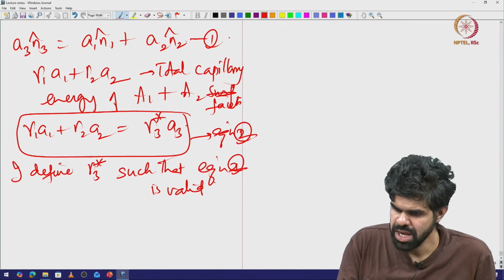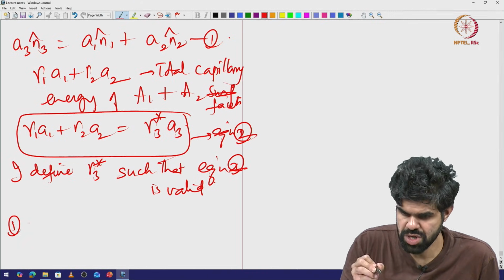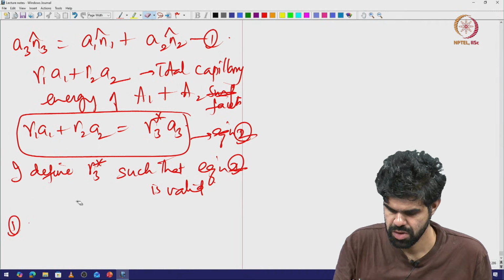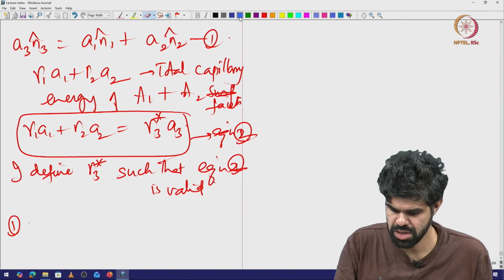Then I am going to take equation 1 and decompose it. I am going to do some algebra now. Let us do it in some other color.